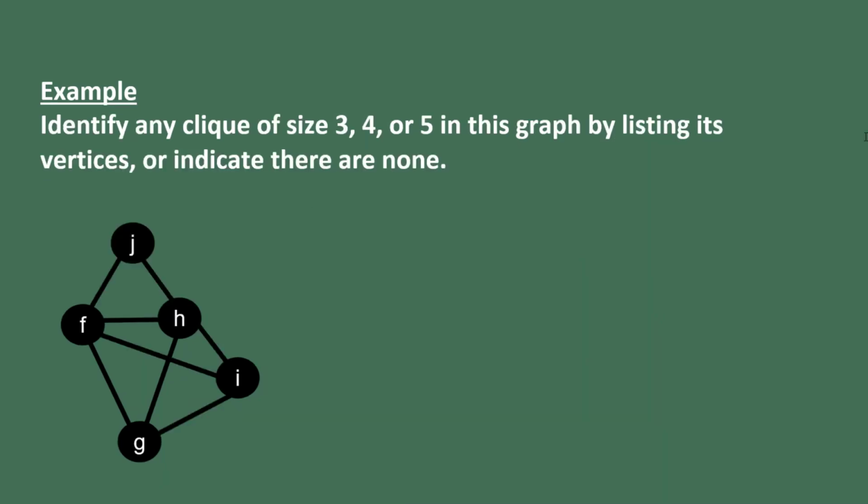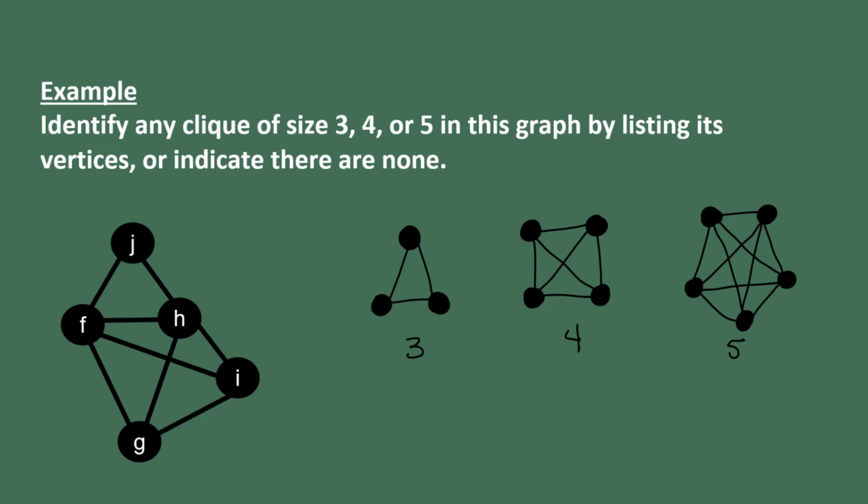Now let's consider this example. Identify any clique of size 3, 4, or 5 in this graph by listing its vertices or indicate there are none. So remember, a clique of size 3 would have vertices of all degree 2. A clique of size 4 would have vertices of all degree 3, and a clique of size 5 would have vertices with all degree 4. So in order to have the possibility for a clique of size 3, we need to have at least 3 vertices that are of degree 2 or greater.